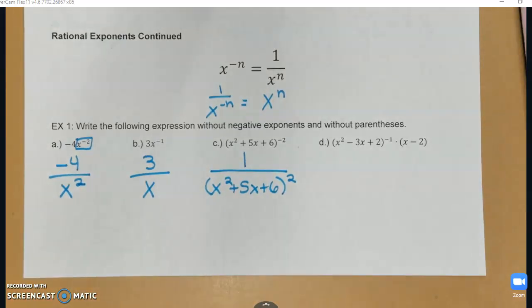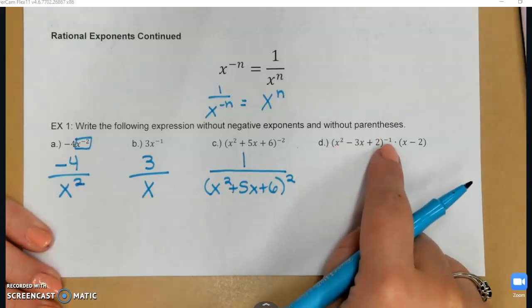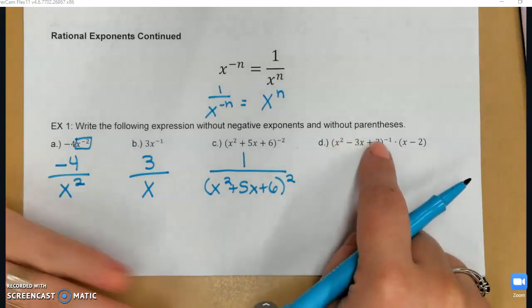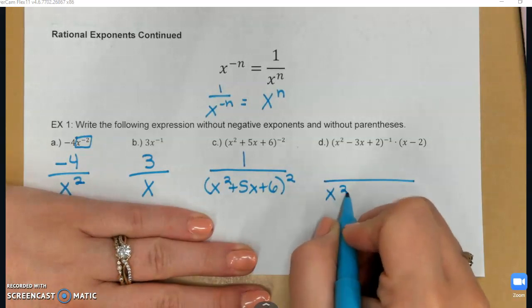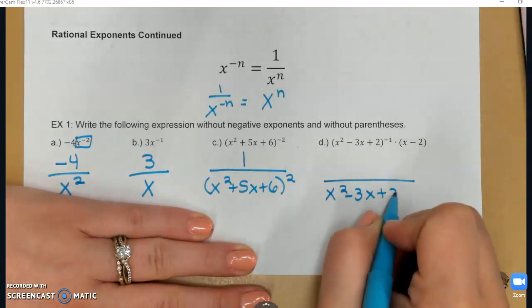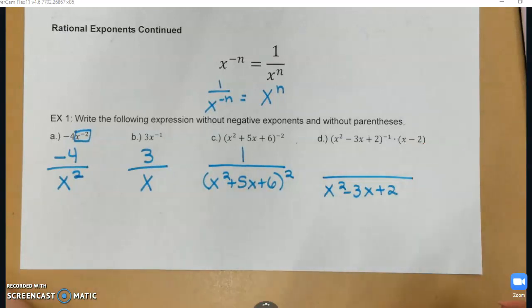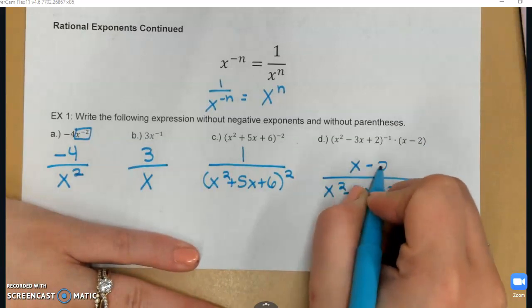And on to our last one, D. I have this whole expression in parentheses being raised to the negative 1 power, and then I have the x minus 2. So everything that is raised to the negative 1, I'm going to move into my denominator so that it becomes to the positive 1 power, and anything raised to the 1 power is just itself. And then my numerator is going to be those leftovers, x minus 2.